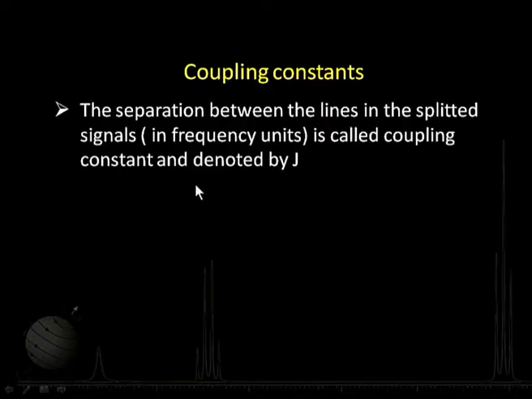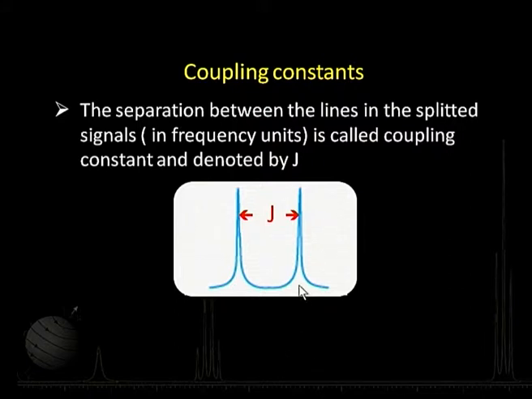Let us continue further and talk about a term called the coupling constant. What is the coupling constant? We have just talked about coupling. That means 2 protons in the neighborhood are influencing each other. The magnitude of this kind of interaction is called the coupling constant. So the separation between the lines in the split signals, in units of frequency, is called the coupling constant. It is denoted by J.